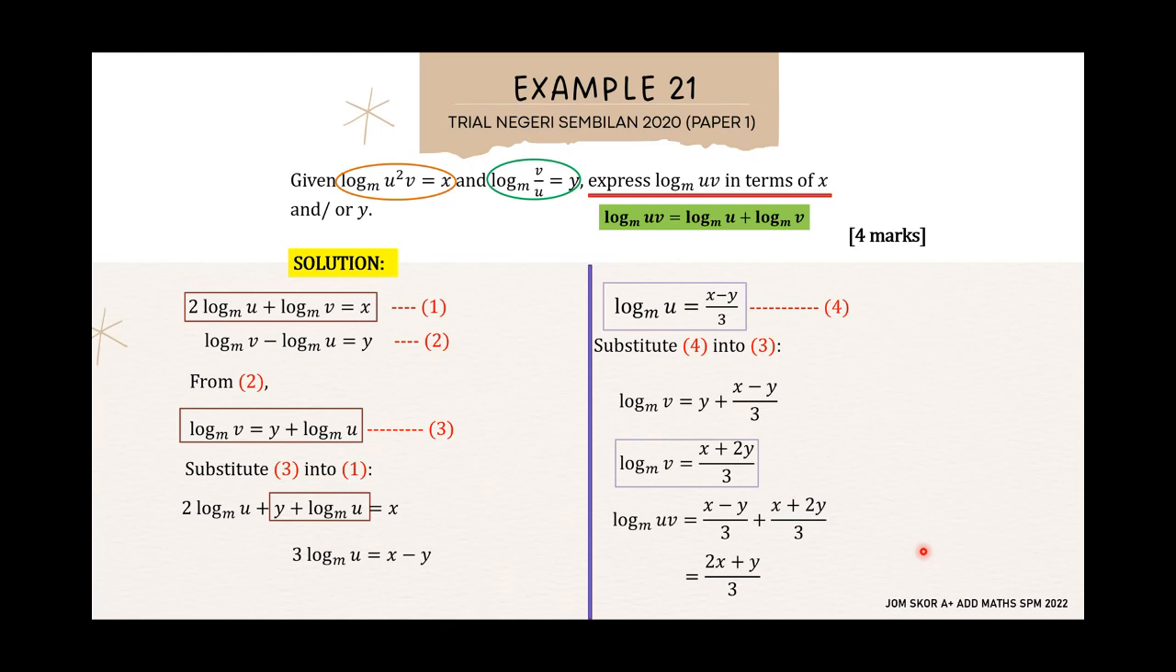Okay, dapat markah. Markah yang pertama, kita apply law of logarithm. Okay, law of product dan juga division kat sini. Yang kedua, kita boleh substitutekan nilai yang betul. Okay, yang ketiga, kita boleh cari either log U base M ataupun log V base M. Yang terakhir, pada jawapan yang betul.